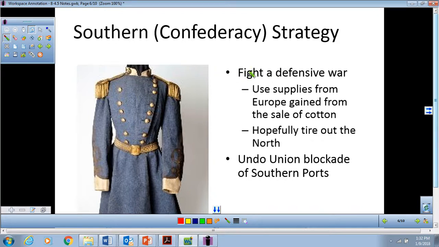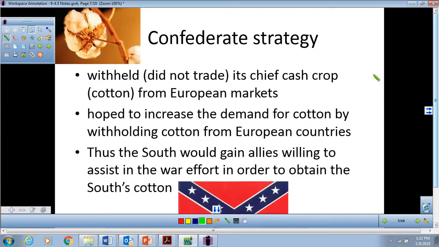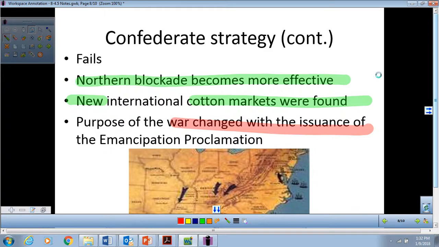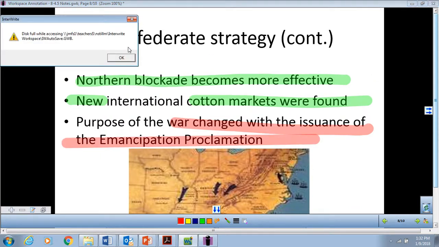But back to the Southern strategy. Fight a defensive war. Use supplies gained from the sale of cotton. Tire out the North. And, of course, they're blockaded, so they have to undo the blockade. At the beginning, they withheld cotton from the European markets to increase the demand and win allies willing to assist. However, that backfired because the northern blockade becomes more effective and new cotton markets were found. And eventually, the purpose of the war changed with the issuance of the Emancipation Proclamation. Any questions?